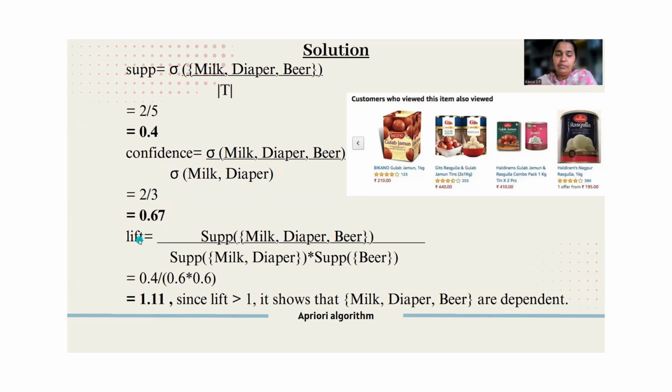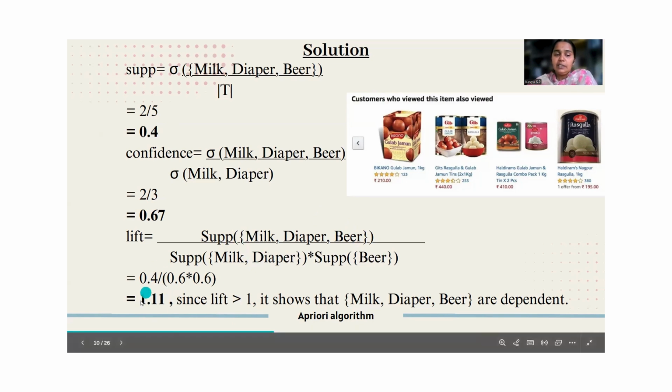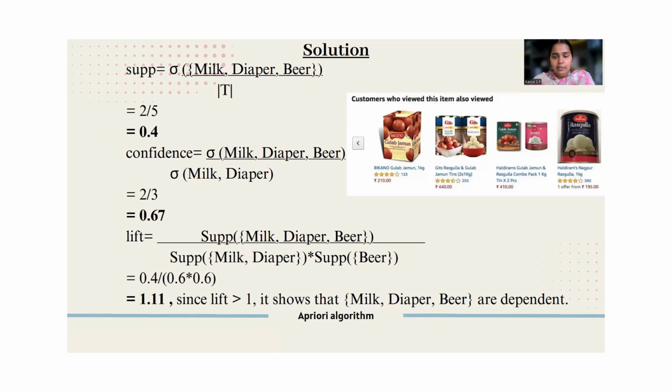Now talking about lift, are they completely dependent on one another or not? On evaluating the appropriate formula, we receive the resultant value 1.11, which is greater than 1. This shows that milk, diaper, beer are dependent on one another. So the probability of buying them together is high, right?